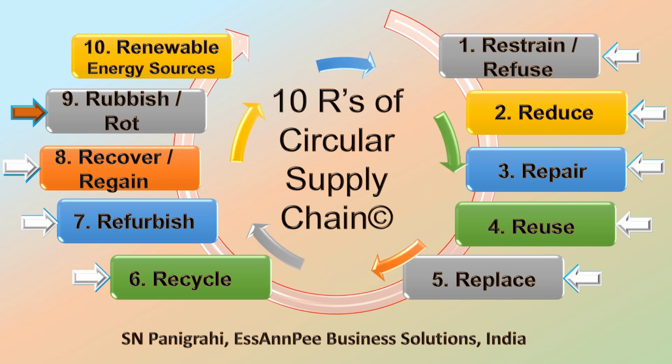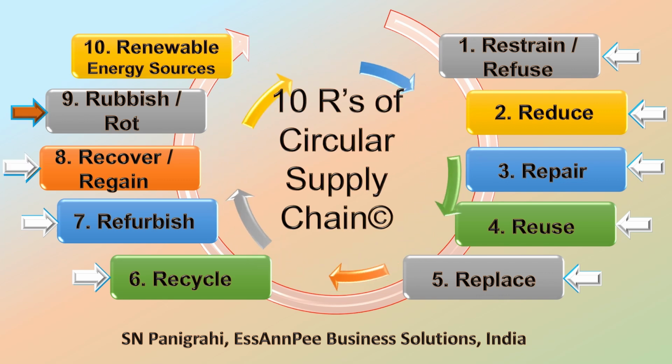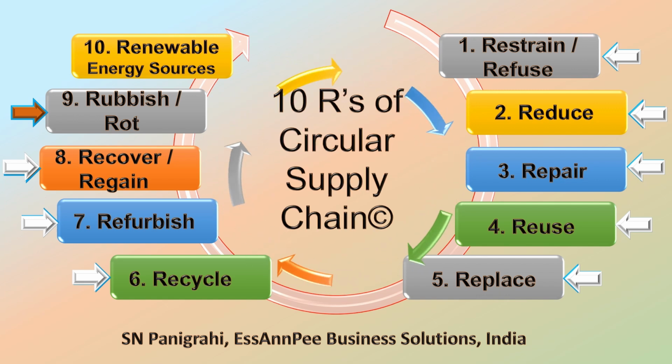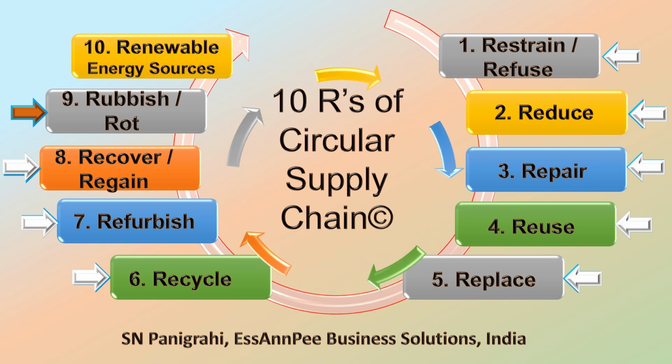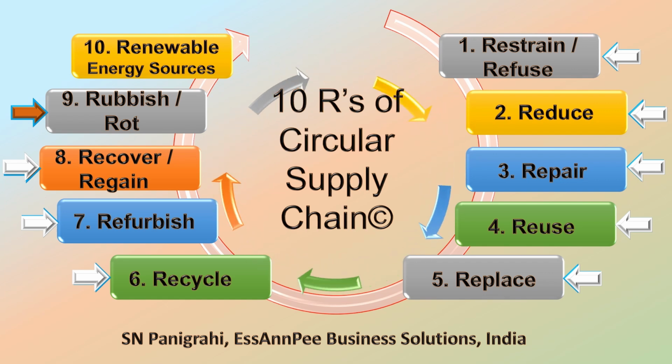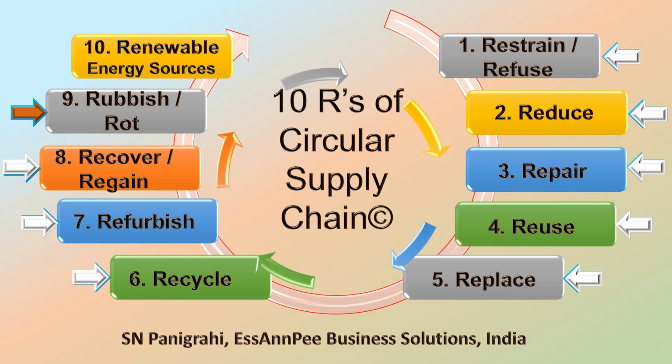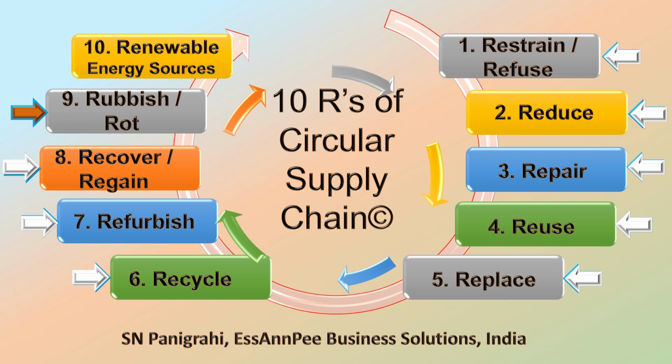9. Rubbish or rot. This is residual management. This is the last option when waste cannot be used in any other way. Usually, this means sending rubbish to a landfill. Composting is a great alternative to throwing things in the landfill. It provides the right environment for organic materials, like food and garden waste, to be able to properly decompose.